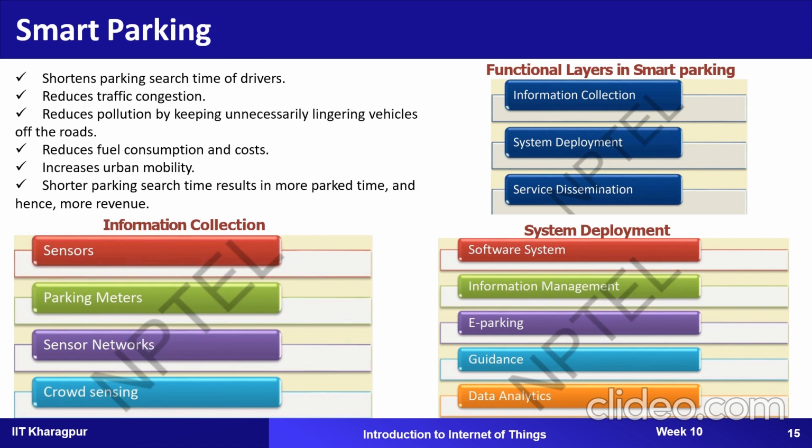Now, smart parking. Smart parking is responsible for shortening the parking search time of drivers, because it will let you know the vacant lots in your parking lots, and then it reduces traffic congestion. Also, it reduces pollution by keeping unnecessary lingering vehicles off the roads. Then it reduces fuel consumption and cost, increasing urban mobility, and a shorter parking search time results in more park time and hence more revenue.